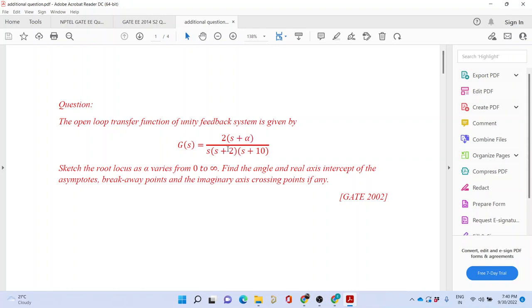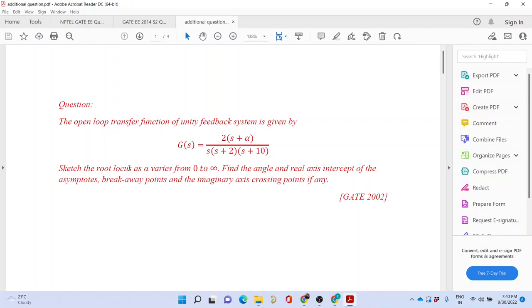If there is uncertainty in the pole, you can find out how the closed loop poles would wander about in this plane when an open loop pole is varying from 0 to infinity, or an open loop zero is varying from 0 to infinity. So that is one important lesson that you can learn from this question.